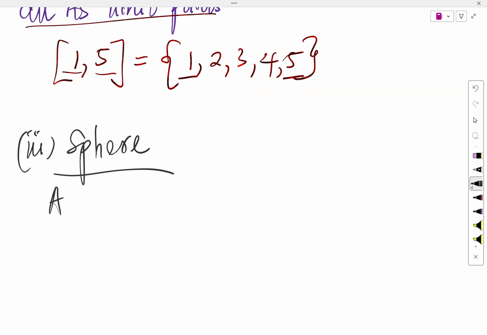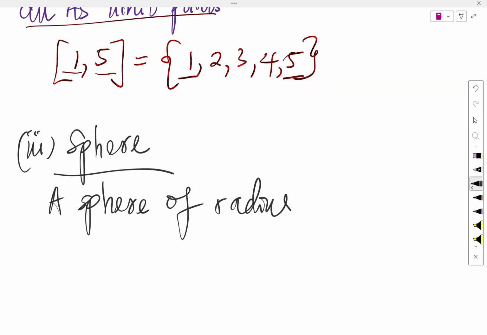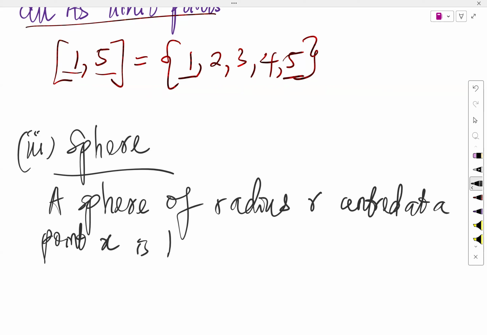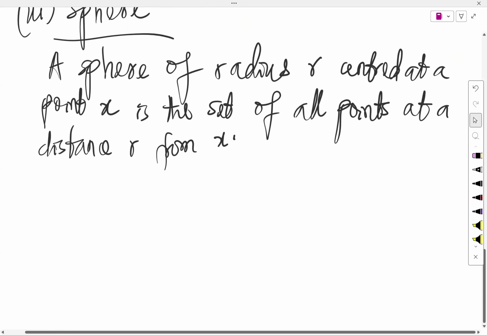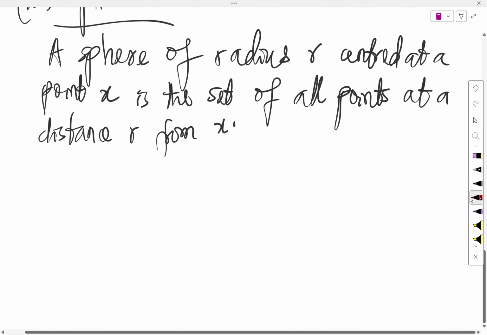So we can say that a sphere of radius r, centered at a point x, is the set of all points at a distance r from x. So if I'm going to demonstrate that, right?